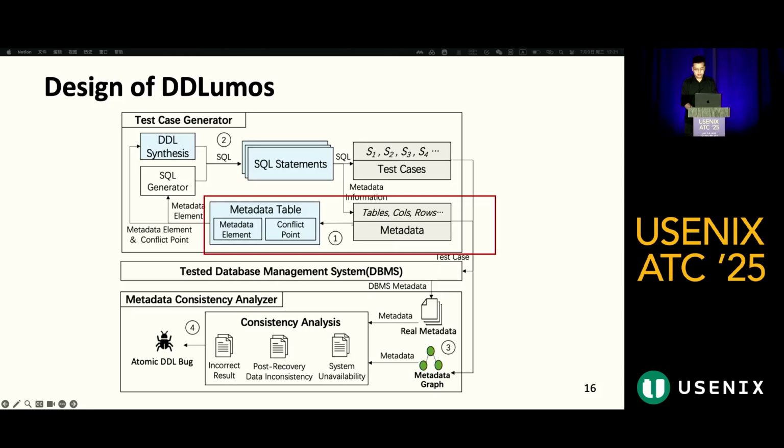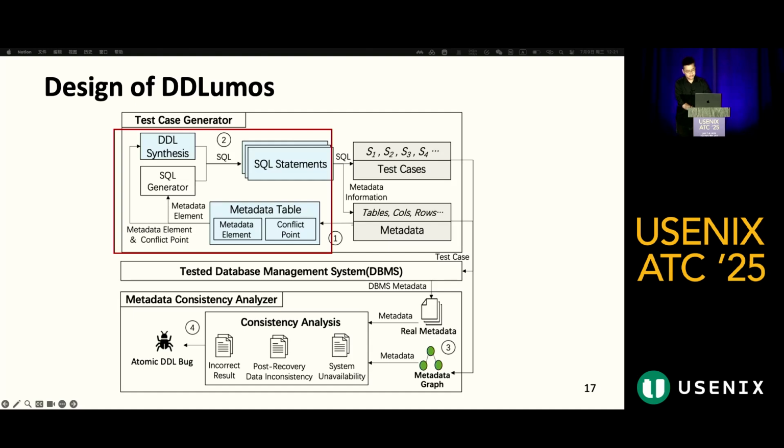The process follows four main steps. In the first step, DDLumos initializes a metadata table to record schema elements used during test case generation, as well as the metadata conflict points associated with each DDL operation. In the second step, DDLumos alternates between generating DDL statements and other cycle statements. After each DDL operation, DDLumos analyzes the resulting metadata conflict points and updates the metadata table accordingly, guiding subsequent DDL generation to maximize the conflict scenarios.